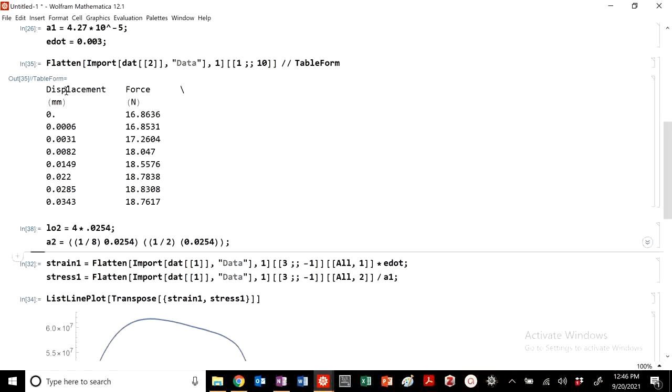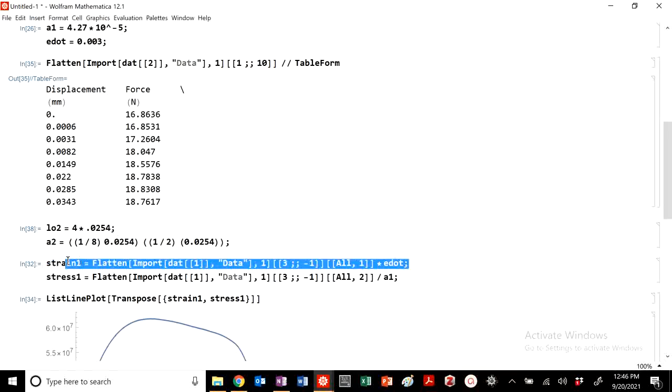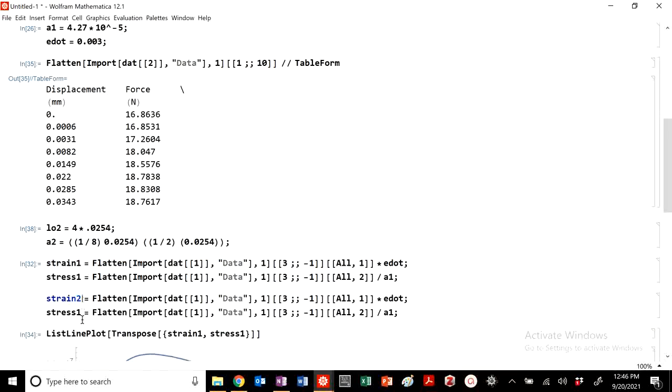So this is my delta L, and this is in millimeters. So I really should have stuck with that in meters, but again, so what we're going to do for strain 2, I'm going to do the same procedure here. I'm just going to change it. Strain 2, stress 2. So this is my displacement, so I need to multiply this times 10 to the minus 3, because that is in millimeters, and I need to divide that by my L naught 2. So that should give me my strain. My stress is already in newtons, thankfully. Divide by A2.